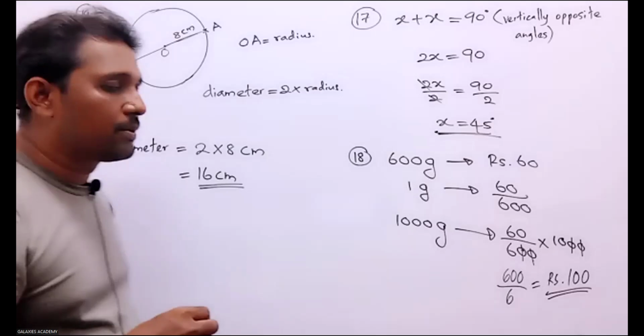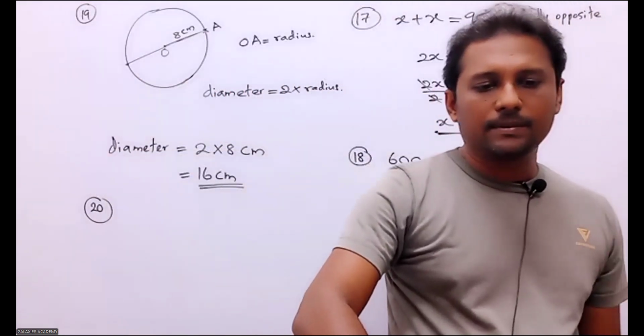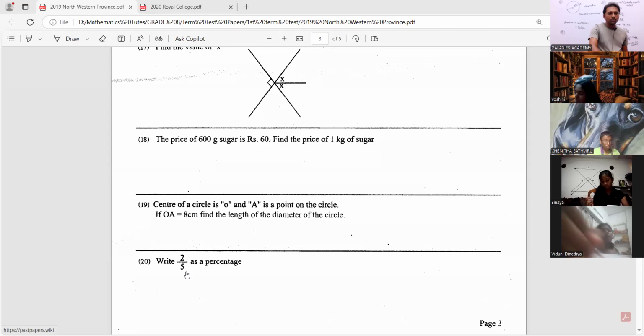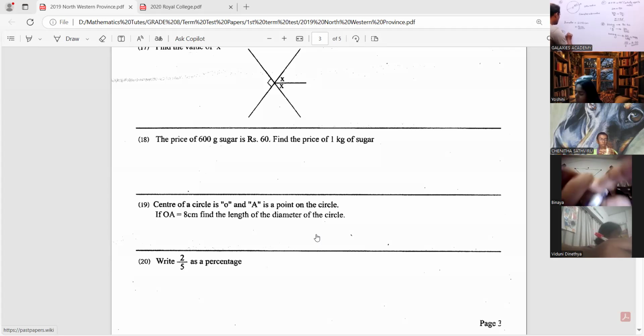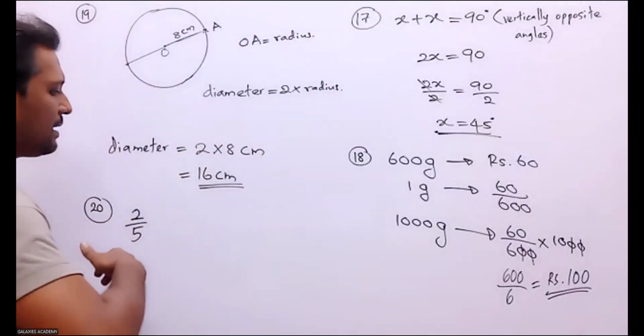Right, then let's go to the last question of the first part. Question number 20. Write 2 over 5 as a percentage. Also, this part you studied in grade 7 class, right? 2 over 5 is a fraction. How can you convert a fraction into a percentage? You have to multiply by 100%.